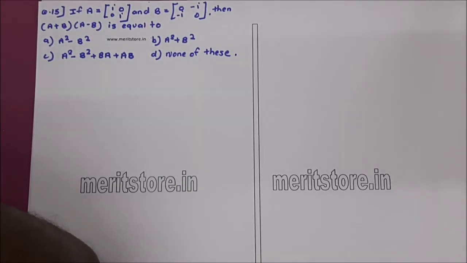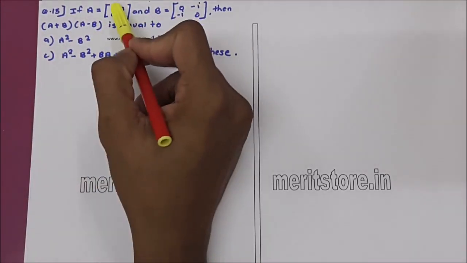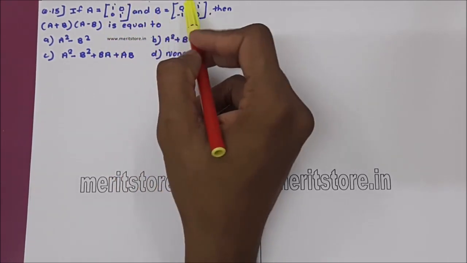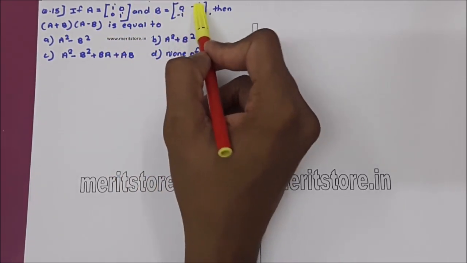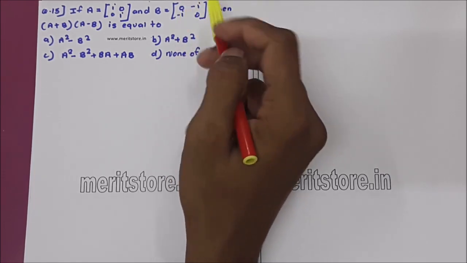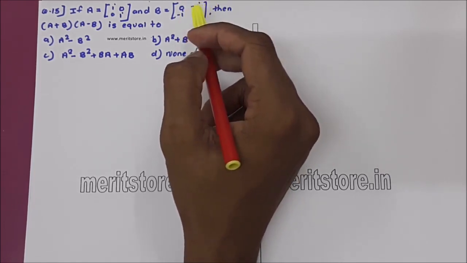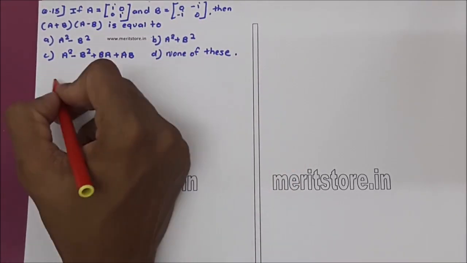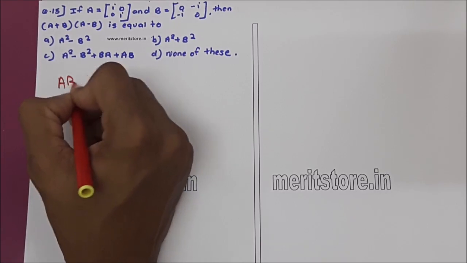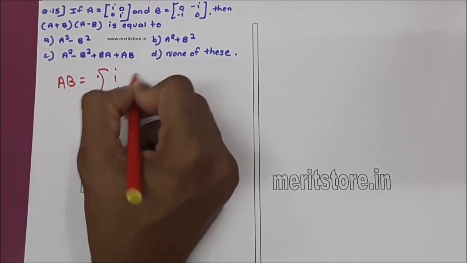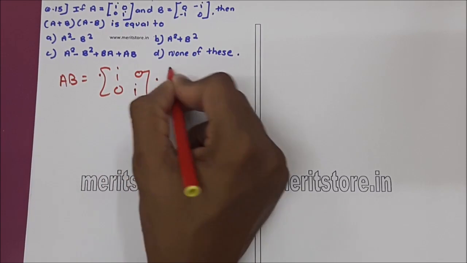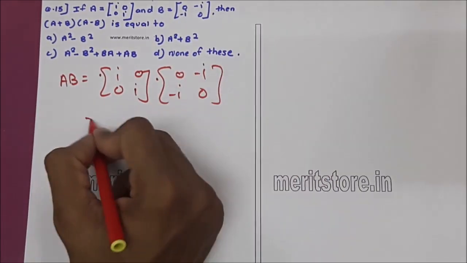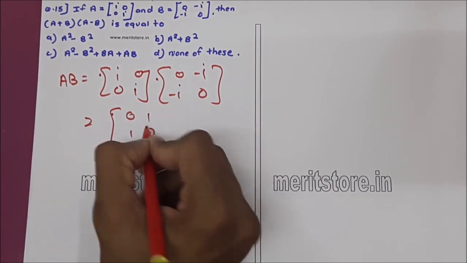Question 15. If A is the 2 by 2 matrix I, 0, 0, I, and B is the 2 by 2 matrix 0, I, minus I, 0, then A plus B into A minus B is equal to. We solve, where here we know that A into B is equal to I, 0, 0, I times 0, I, minus I, 0. We solve this, we get 0, 1, 1, 0.